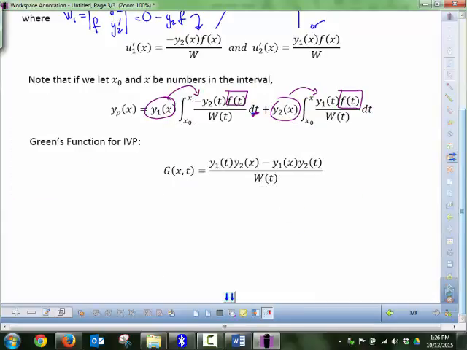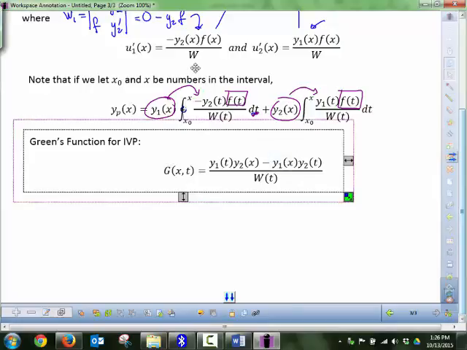So if we factor out the f of t, and then we put this y1x, Green's function is actually a function of two variables, x and the t. The x is your final answer variable. The t is going to be a dummy variable that's going to be used when we do our integrals.